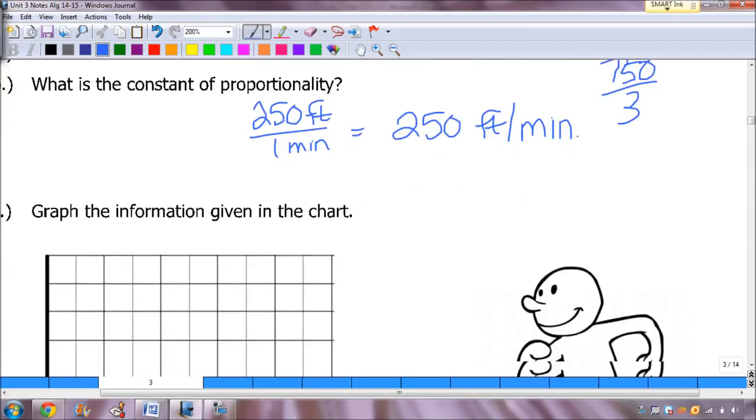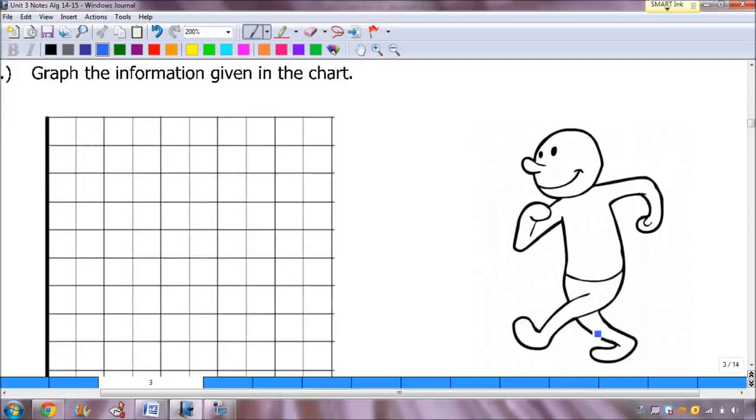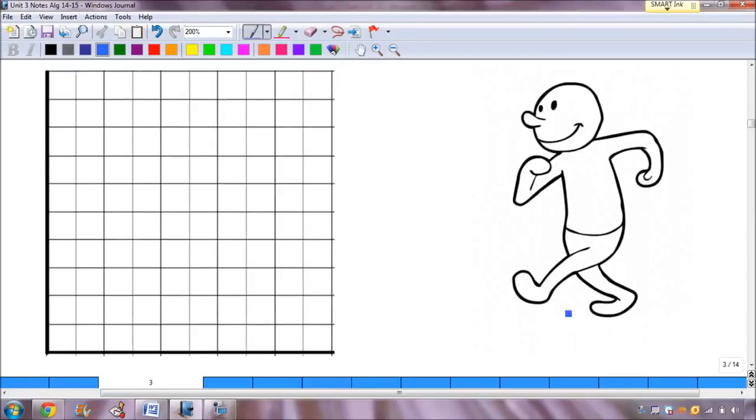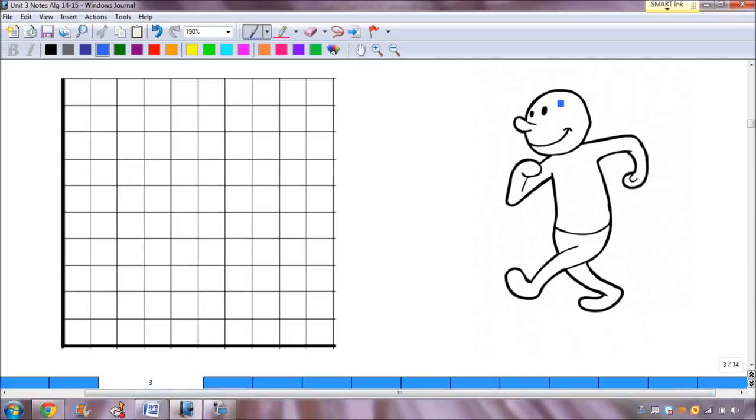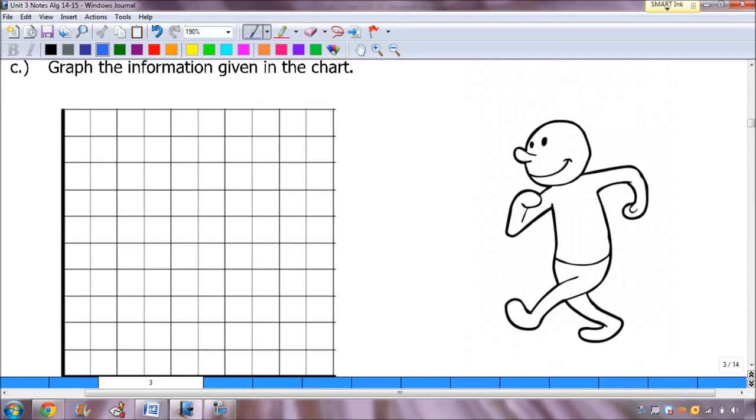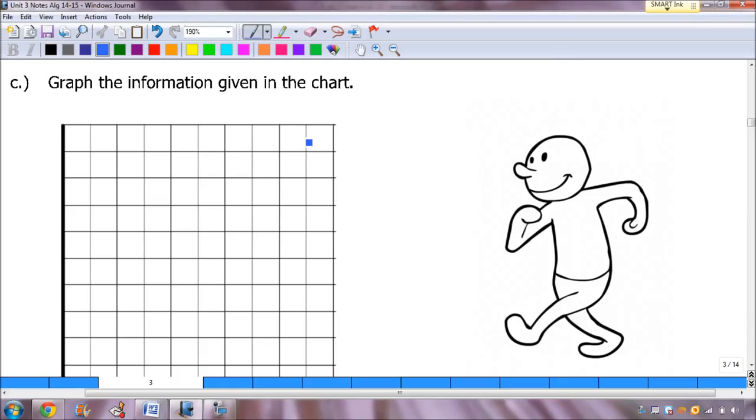All right, so now I need to graph this information that's given in the chart. First of all, I need to identify what is my independent variable and what is my dependent variable. So go ahead and think about which one is which, and then come back to me when you're ready to go. Hopefully you determine that the time in minutes is your independent variable and that the distance is your dependent variable. So we're going to call this graph right here distance versus time, okay?